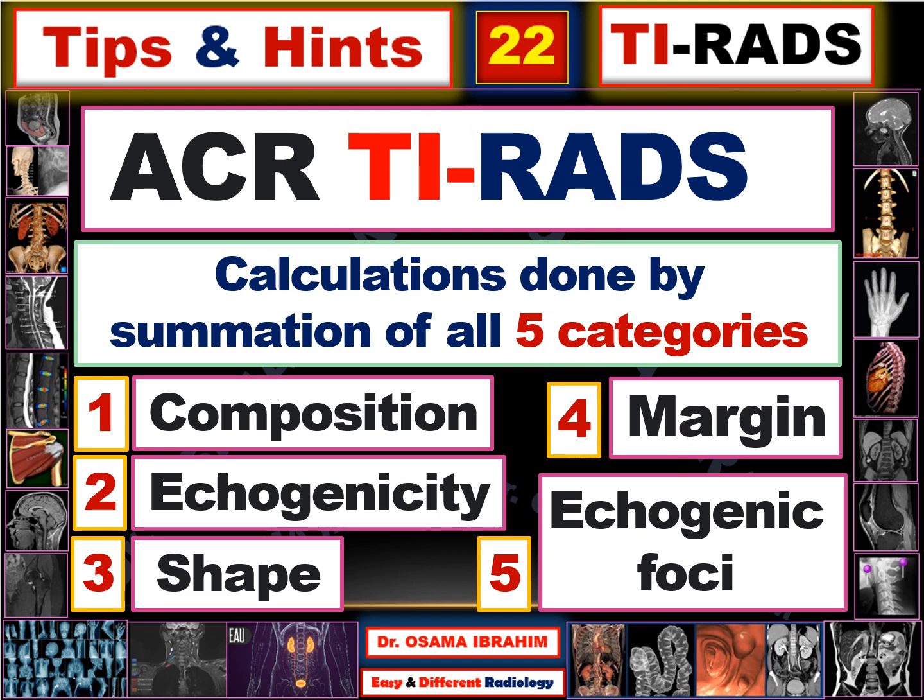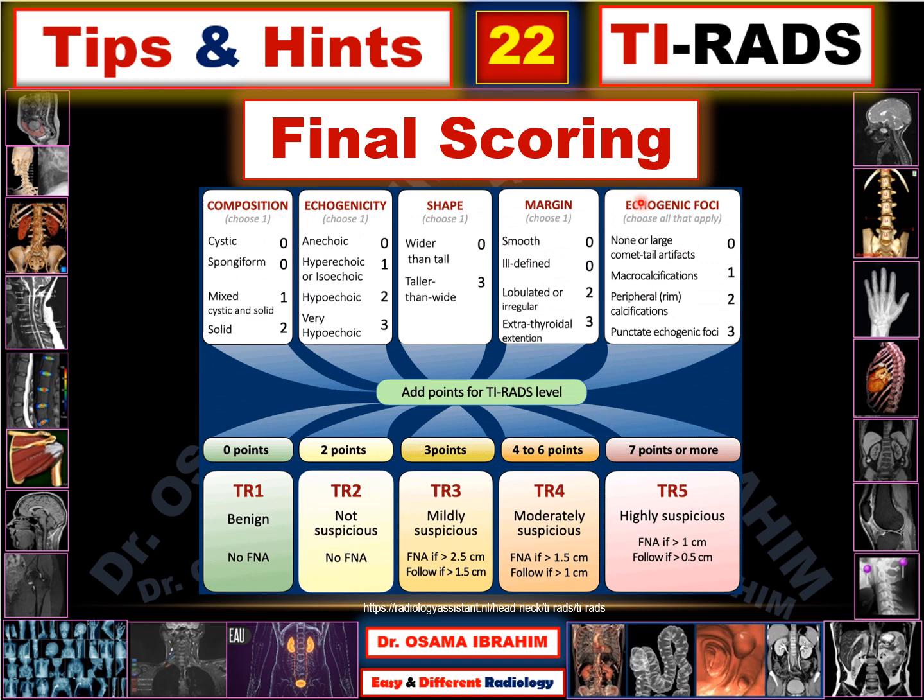Let us see this in the summarized diagram. The final score can be calculated from the 5 categories. Composition: if cystic or spongiform, take score 0; mixed cystic and solid takes 1; and solid takes 2. Echogenicity: anechoic takes 0, hyper- or isoechoic takes 1, hypoechoic takes 2, very hypoechoic takes 3. Shape: if wider than tall, take 0; taller than wide, meaning depth is more than the transverse diameter, takes score 3. Margin: smooth or ill-defined margin takes 0; lobulated or irregular margins take score 2, or spiculated margin. However, extra-thyroidal extension takes score 3.